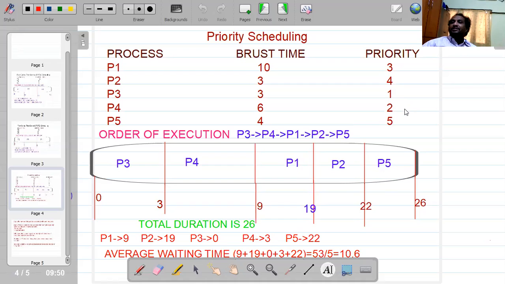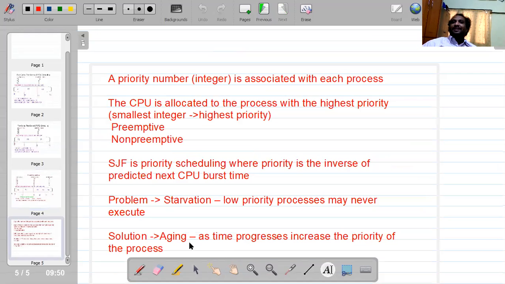If the processes at the last are not getting a chance to execute, then when a new process comes, their priority number is reduced to a lower level. Again, a new process comes, it is further reduced. So that no process will be waiting in the queues for execution. As time progresses, the priority of the waiting processes is increased. That is what is called aging.